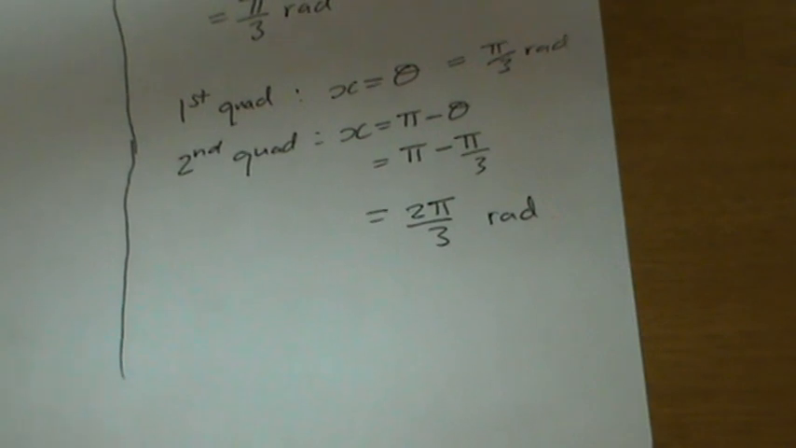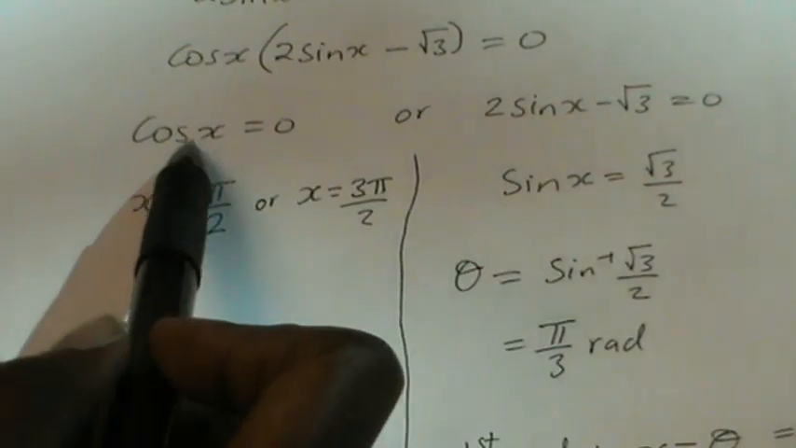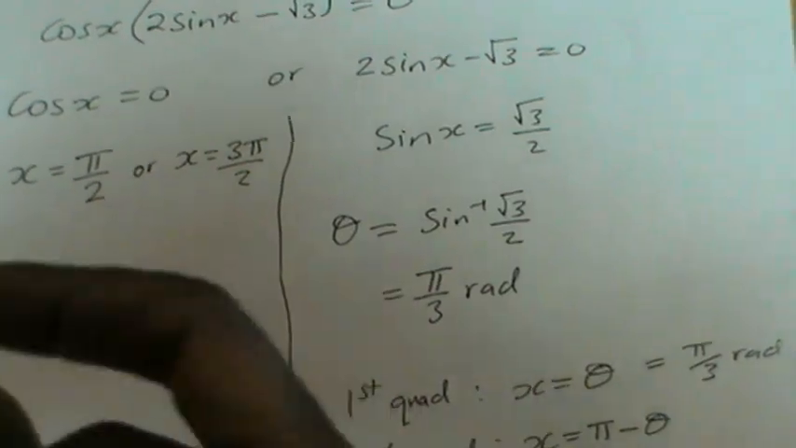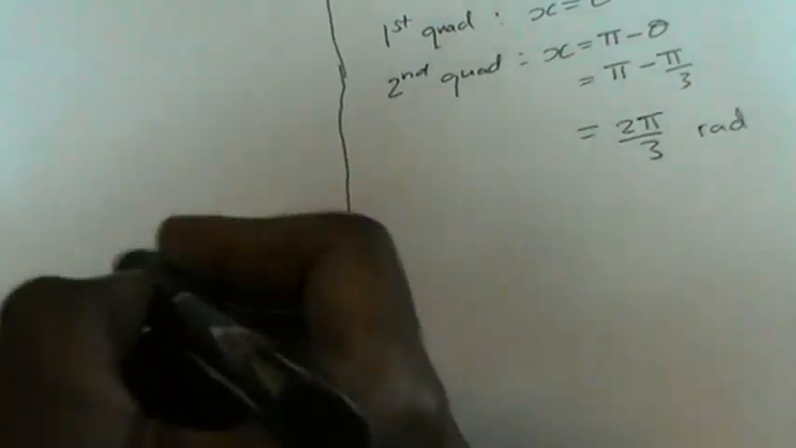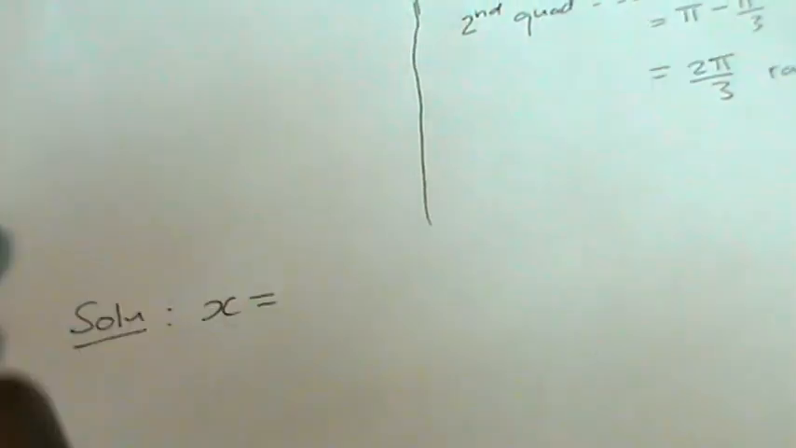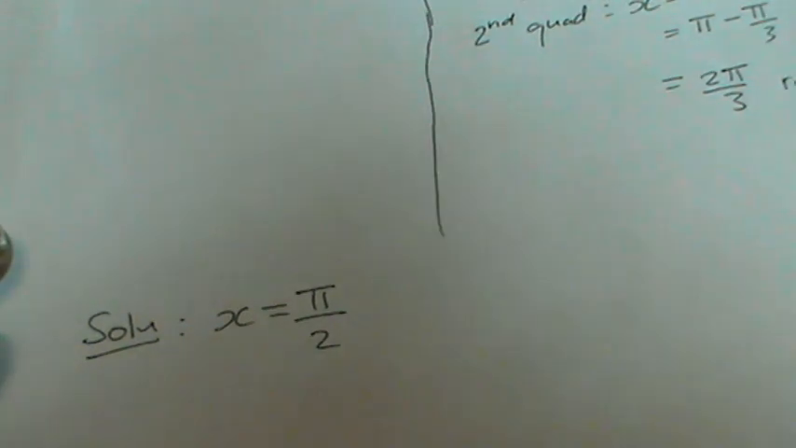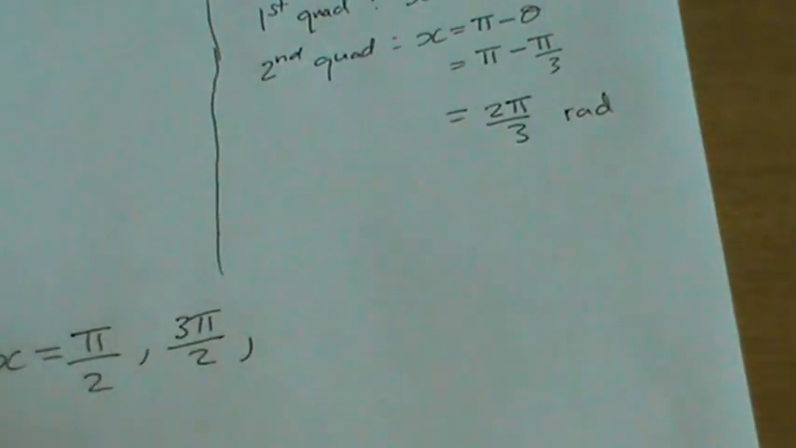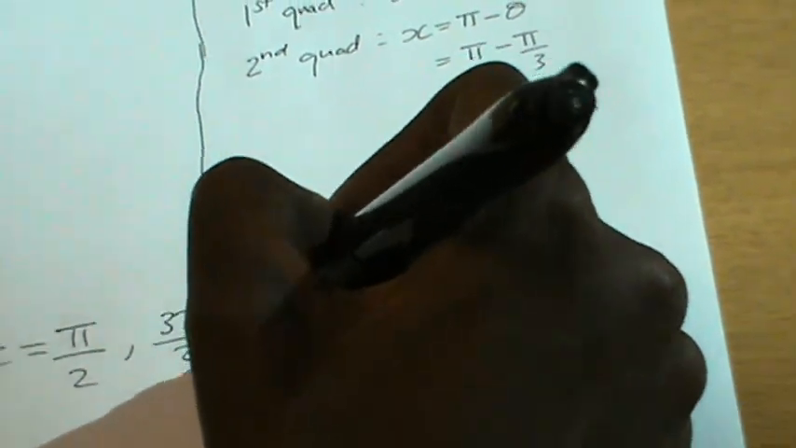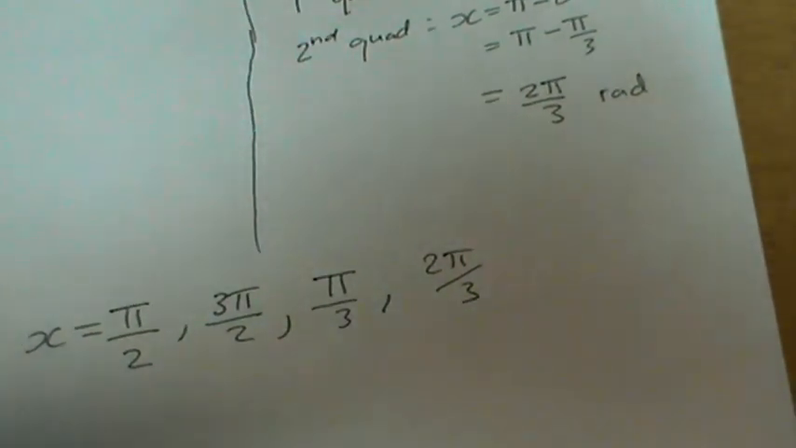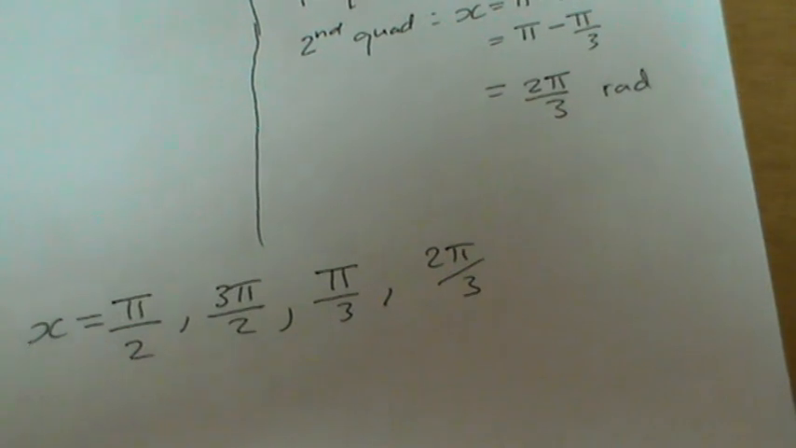Now that I have everything, I worked out the solutions for cos x, and then the solutions for sine x is equal to square root of 3 over 2. It's always nice to just list the final solutions. So solution: x is equal to pi over 2, which is from cos x, or 3 pi over 2, or now the solutions from sine x, it is pi over 3, or it is 2 pi over 3. The order you list them in doesn't really matter, as long as I can see all 4 of them are there.